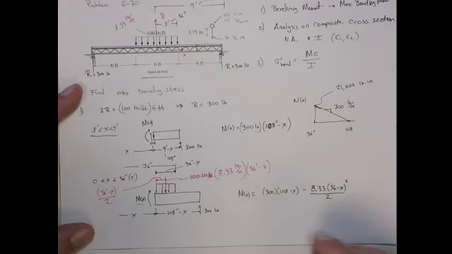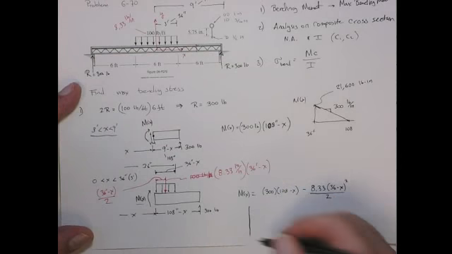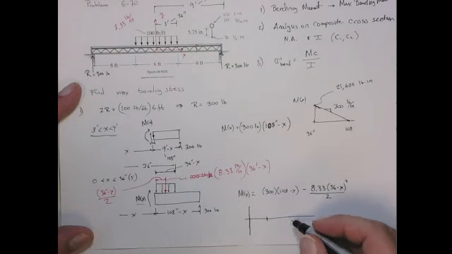Okay? So if we were to plot that out, let's see. Let's try to sketch it. So here is 3 feet. This would be 6 feet. This would be about 9 feet. Okay?